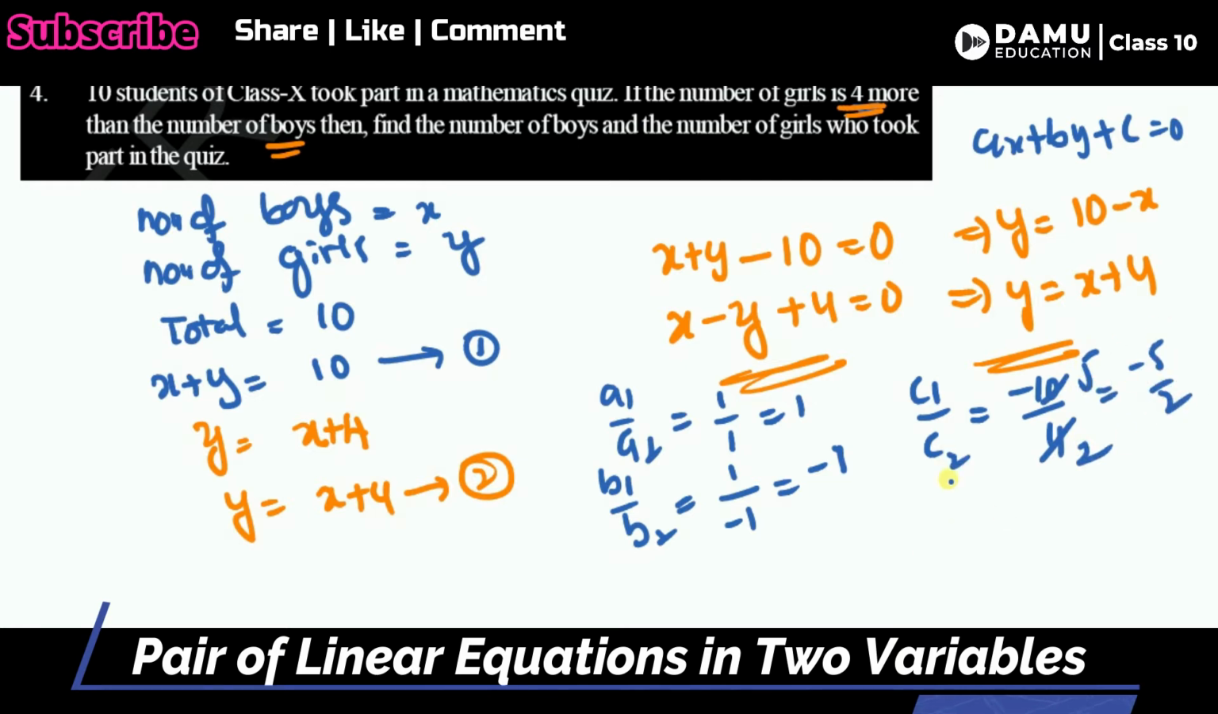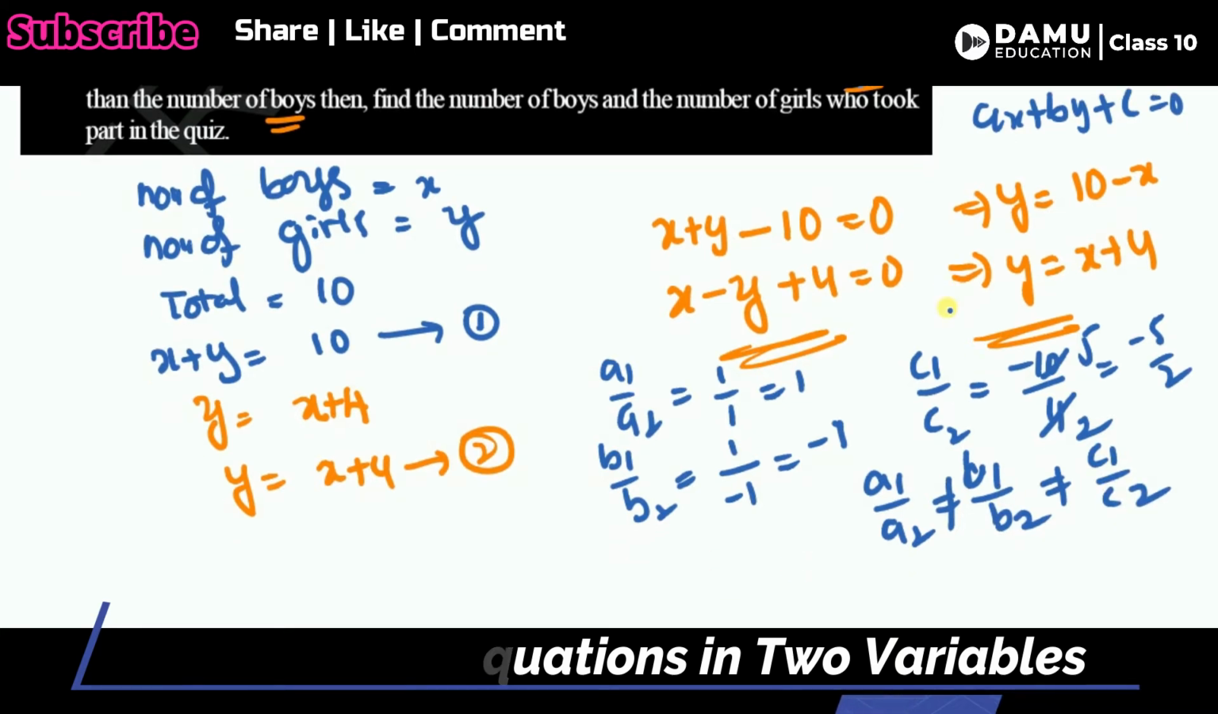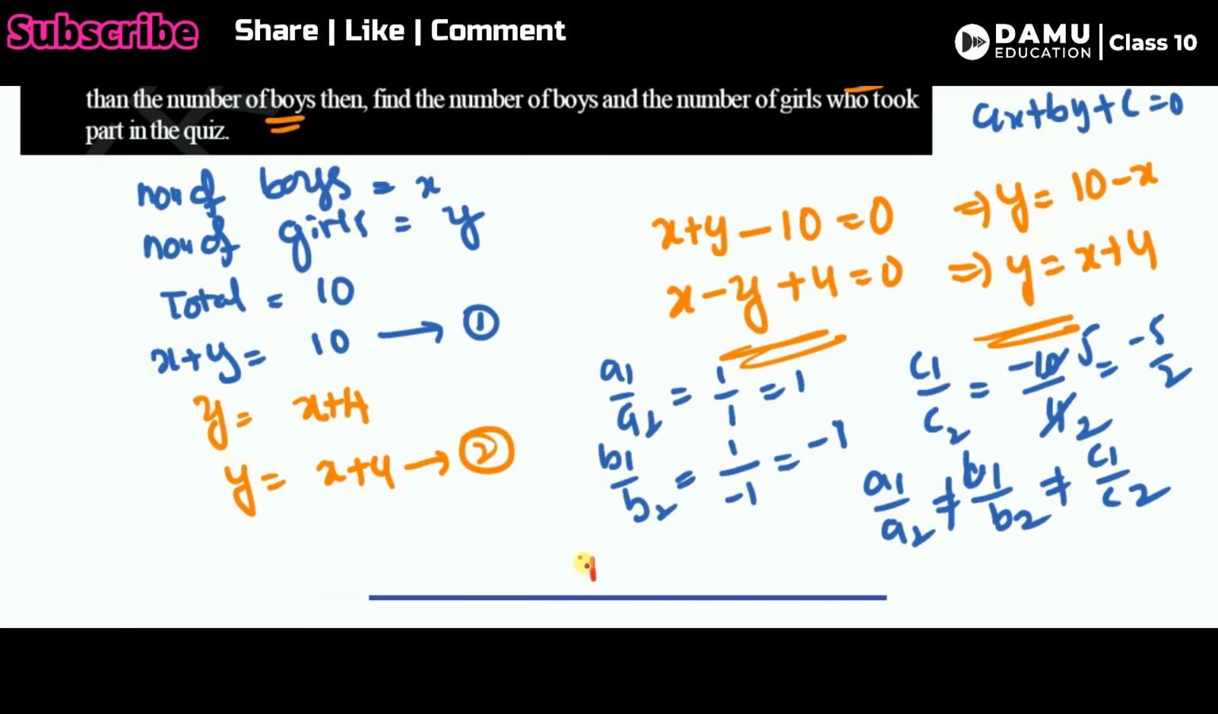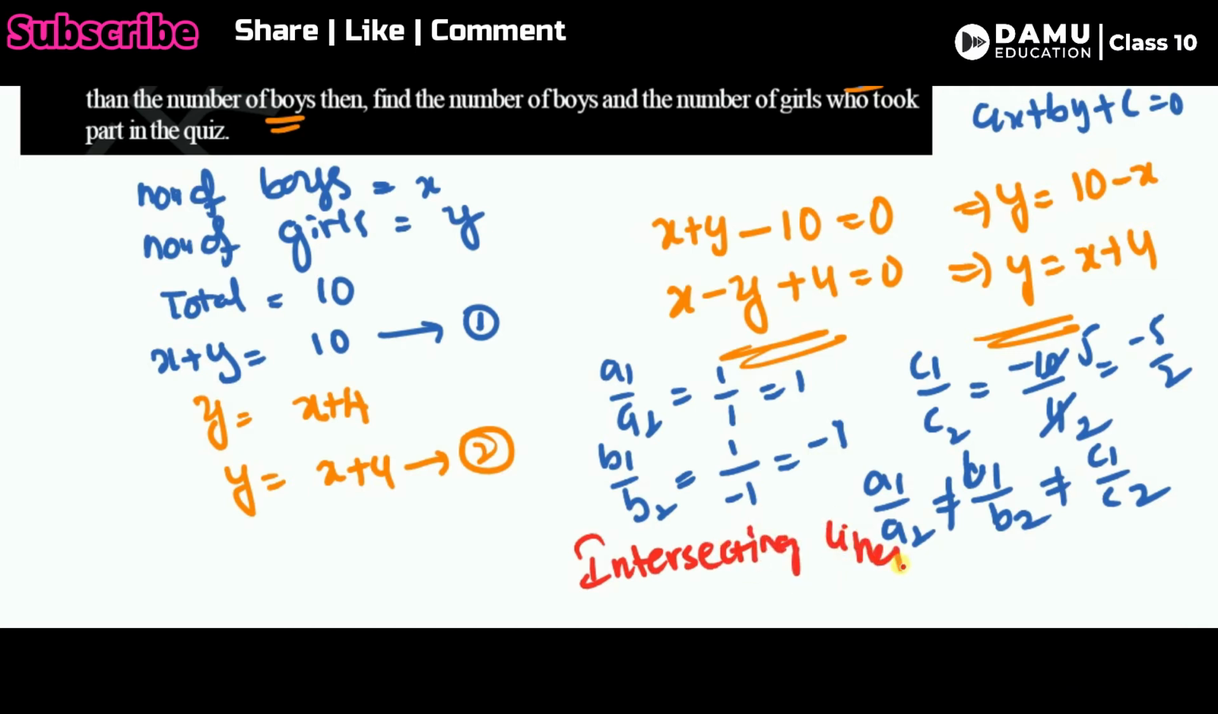So based on these conditions, A1 by A2 is not equal to B1 by B2, which is not equal to C1 by C2. As I told, all are unequal. They are not equal, which means the condition is intersecting lines. Intersecting lines and a unique solution, and one more thing: they are consistent. So both are consistent solutions. So based on this we can move on.